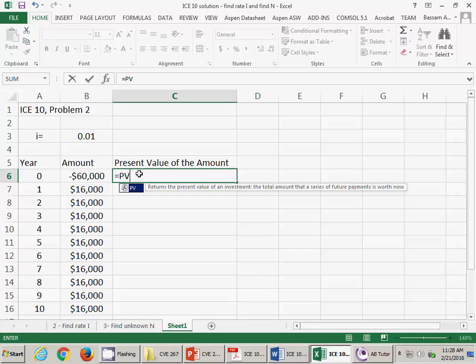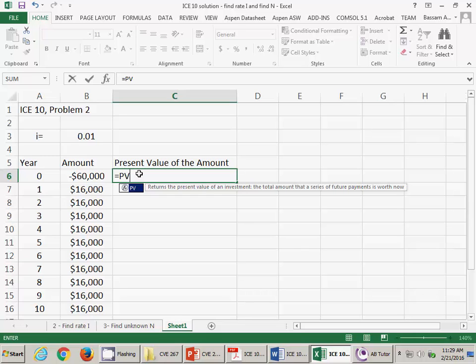So equals PV means you want to find the present value of some amount. What we're going to be doing is we're going to take all of these future amounts and move it to the present. 60,000 is already at the present, but everything else is in the future. This first 16,000 is in year 1, this next 16,000 is in year 2, and so on. So we're going to discount all of those future amounts from the future to the present. So that's what the equals PV function does.